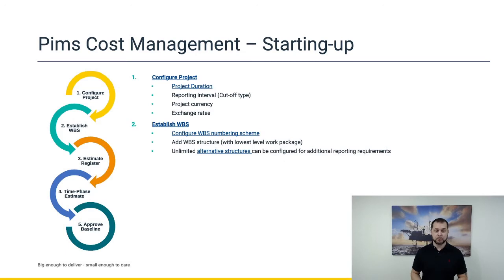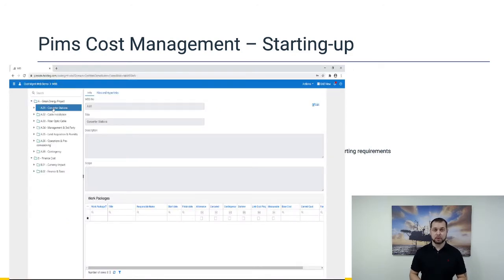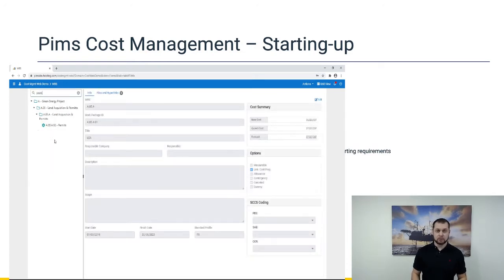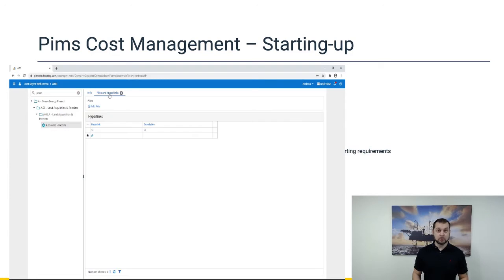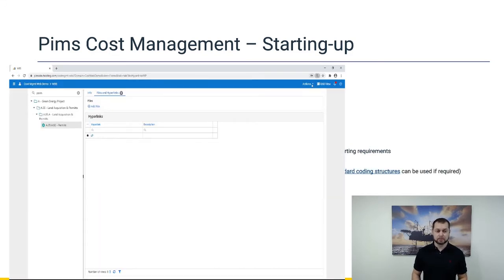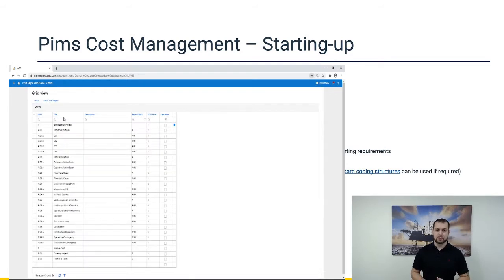So the second step would be to establish your WBS structure, configuring the numbering scheme. Also, you can add an unlimited number of alternative structures for your custom reporting purposes. And also, we have an ability to include standard coding structures such as the NORSOK standard, for example, which can be maintained either on the WBS level or the estimate line item level.